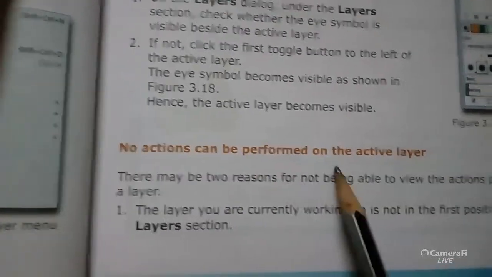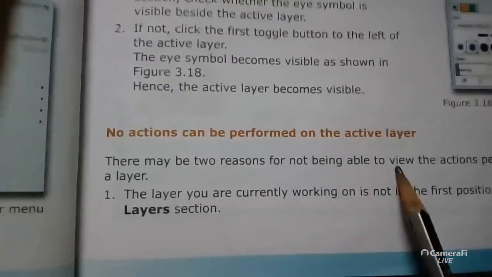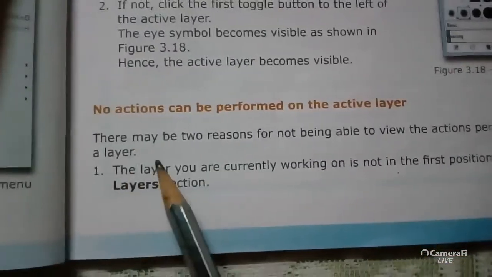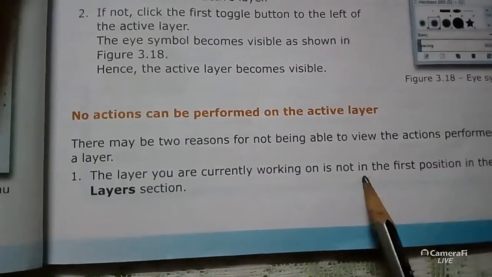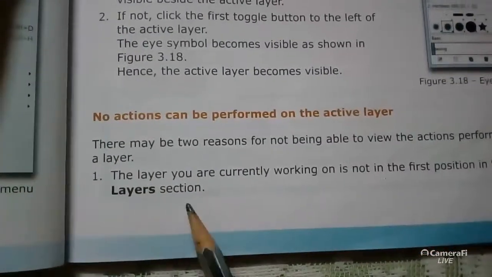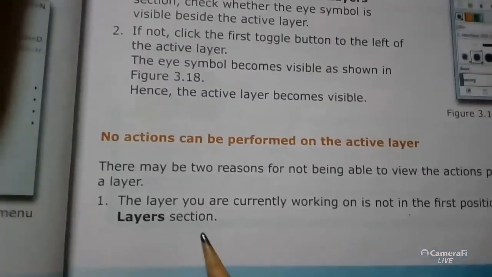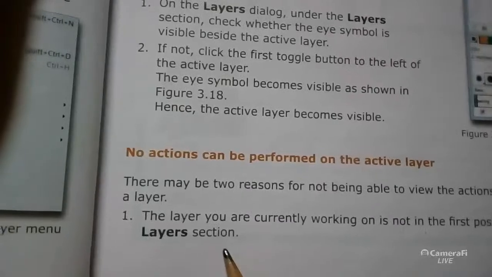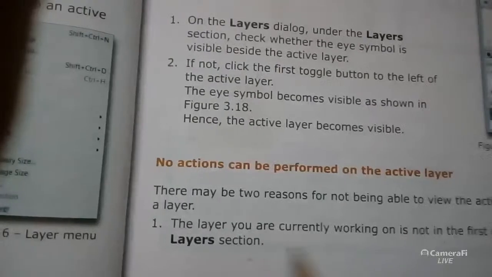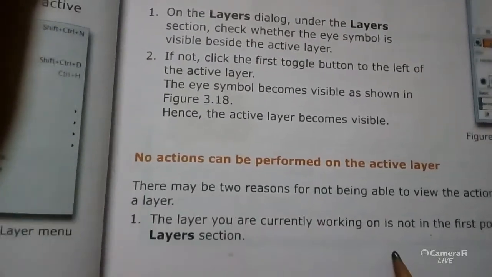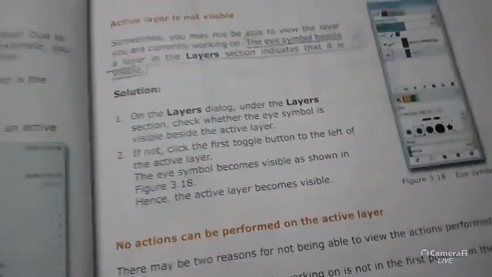No actions can be performed on the active layer. There may be two reasons for not being able to view the action performed on the layer. The layer you are currently working on is not in the first position of the layers section. That means it is not in the first position. Suppose you have drawn one picture, then again one, so each page is called a layer. Sometimes it is not working currently. You are currently working but it is not in the first position. That means the first page.